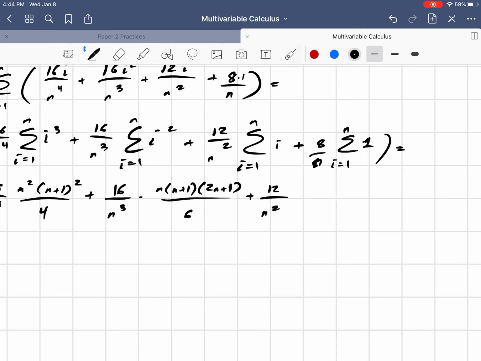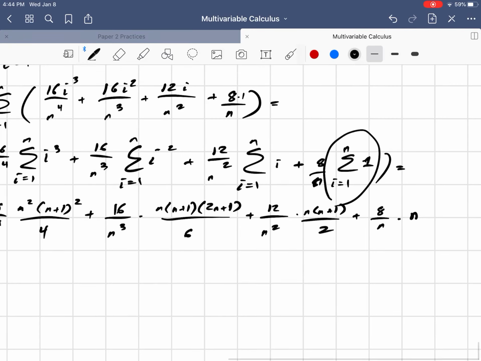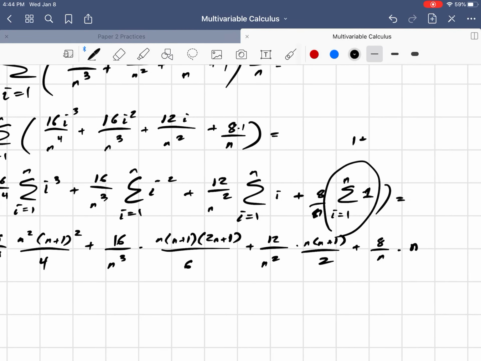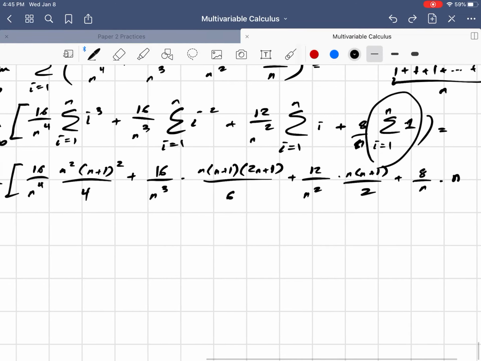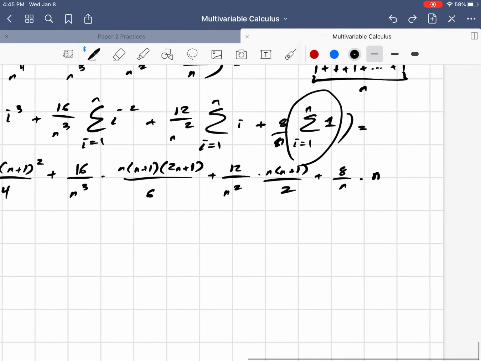plus 12 over n squared, and then this is going to be multiplied by n times n plus 1 over 2, plus 8 over n times n. If you don't see this sum, all that's saying is adding up 1 plus 1 plus 1 plus 1, where we have n 1s. So that's where we get this n here from. Okay.